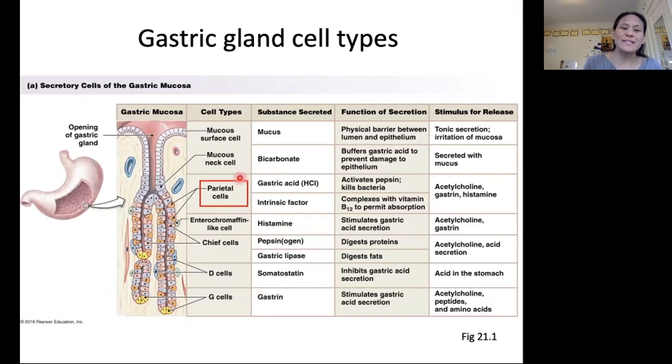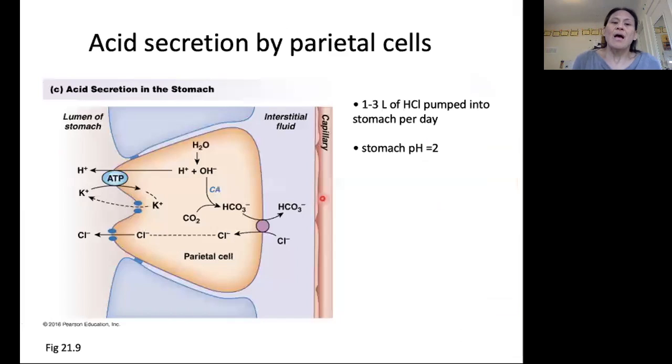Okay, so we have these cells called parietal cells, and as you can see, they secrete gastric acid, or hydrochloric acid. They also secrete this thing called intrinsic factor. Don't worry too much about that. I really want to focus on the acid here. So this diagram shows how the parietal cells secrete acid. Don't worry about that for now. We will talk about it in the next slide.